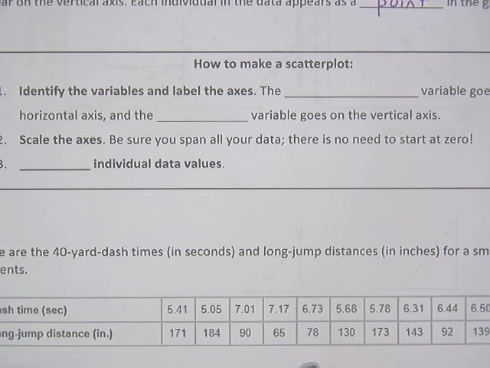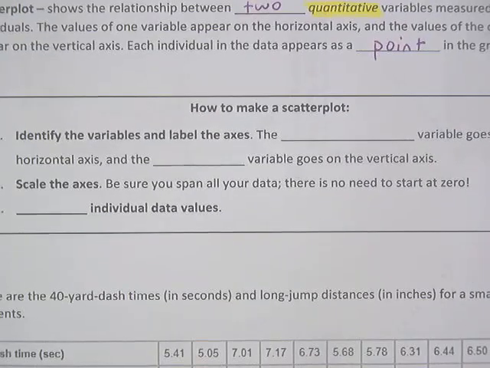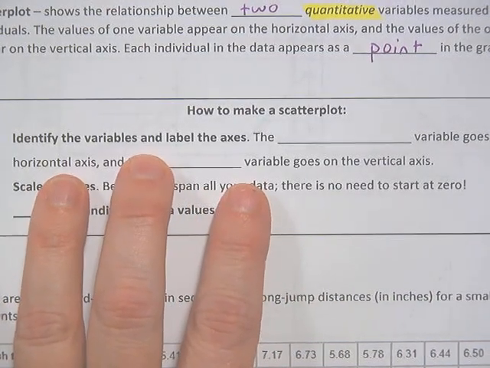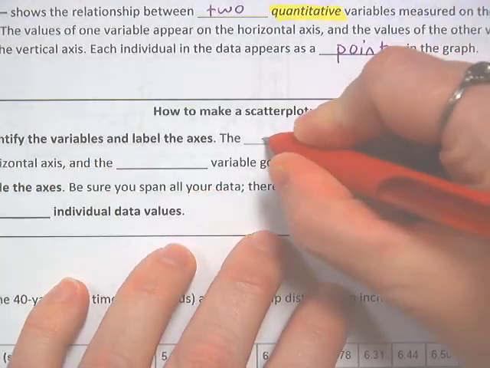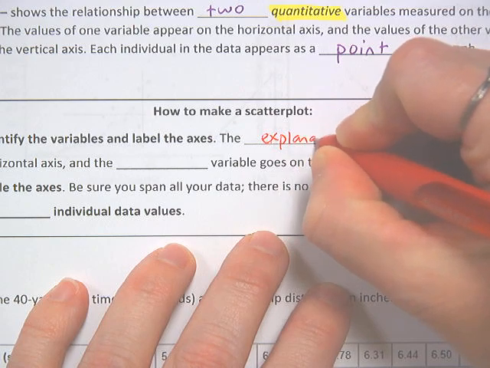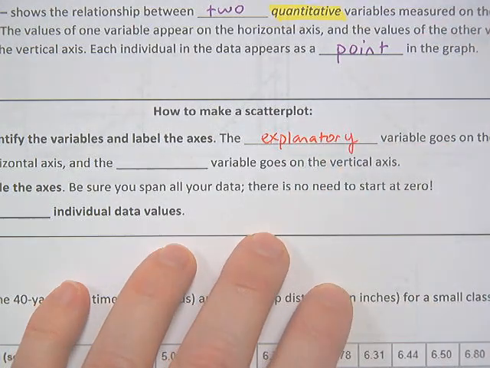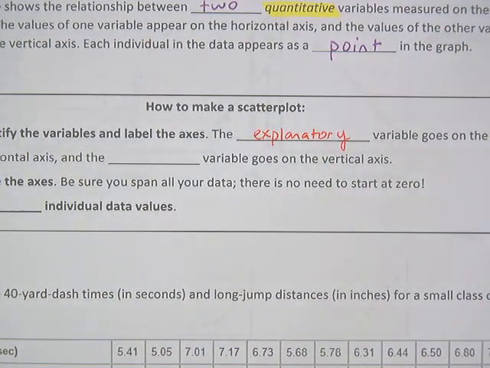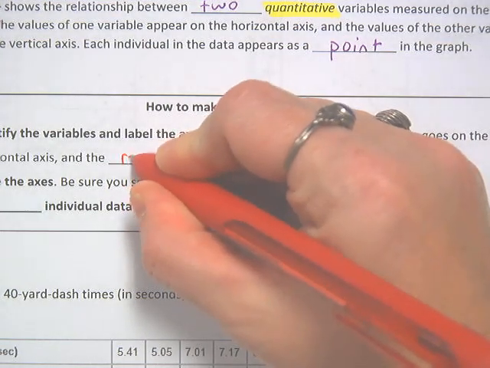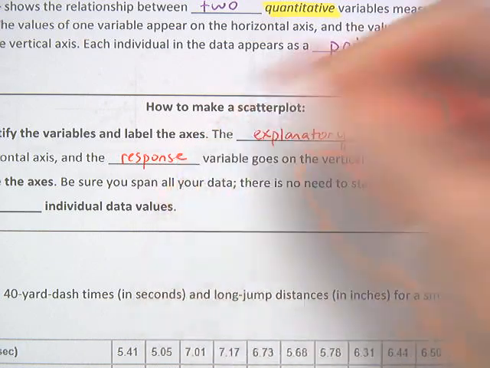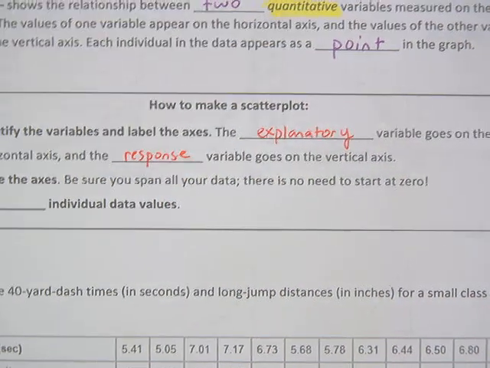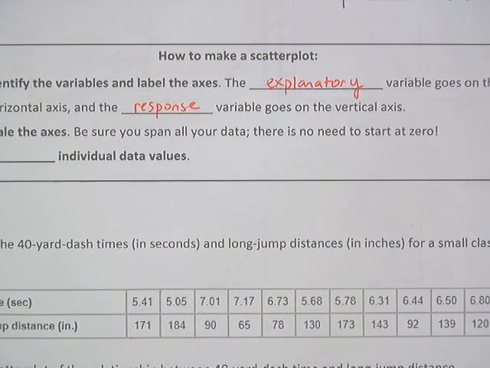Okay, how to make a scatter plot. You need to identify what variable is explanatory, because the explanatory variable will always go on the horizontal axis. The response variable will go on the vertical axis. Sometimes that's the most thought-provoking part of the problem: what do I put on which axis? Once you've got that figured out, it's pretty easy.